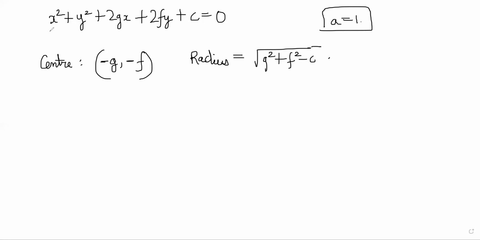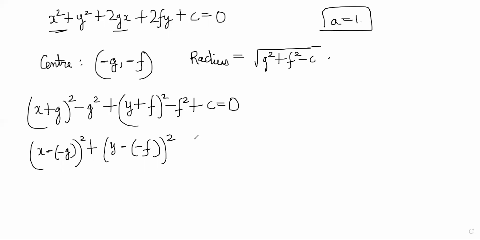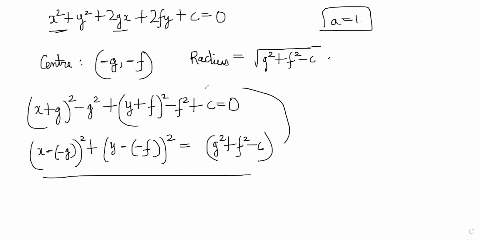We will just do the same thing. We'll complete the square here. We'll say x plus g whole square minus g square plus y plus f whole square minus f square plus c is equal to 0. So x plus g whole square plus y plus f whole square is equal to g square plus f square minus c. So now this looks like a center-radius form: center is minus g, minus f, radius is root of this.